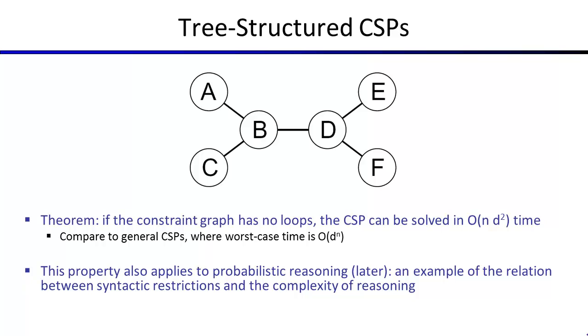This is actually going to show up again with Bayes nets. The same idea. If your Bayes net is tree structured, it will also be efficient. And this is a really important example of how restricting your expression language syntactically can change the complexity of the kind of reasoning that you have to support. Right? And this occurs not only in many areas of AI, but other areas of computer science as well. All right, let's see how that works.